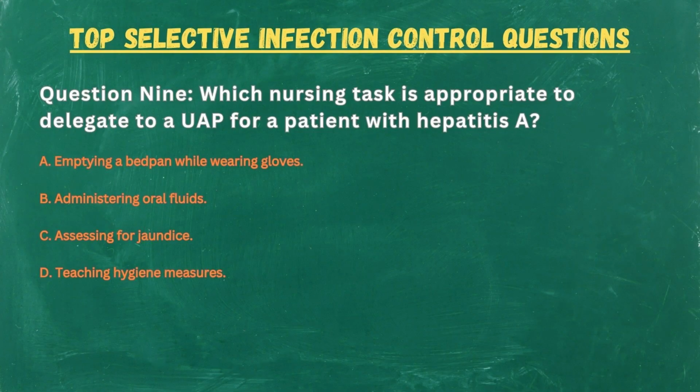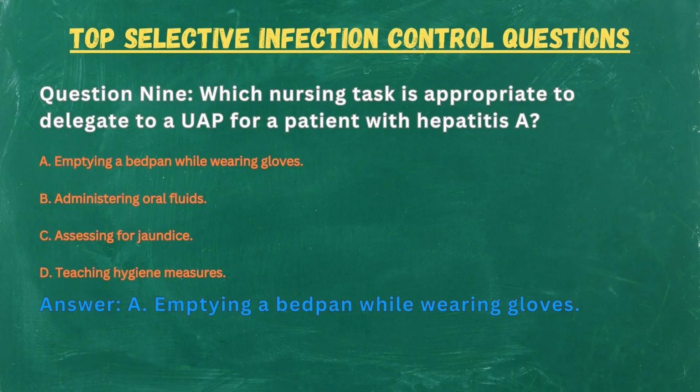Question 9. Which nursing task is appropriate to delegate to a UAP for a patient with hepatitis A? A. Emptying a bedpan while wearing gloves. B. Administering oral fluids. C. Assessing for jaundice. D. Teaching hygiene measures. Answer. A. Emptying a bedpan while wearing gloves.